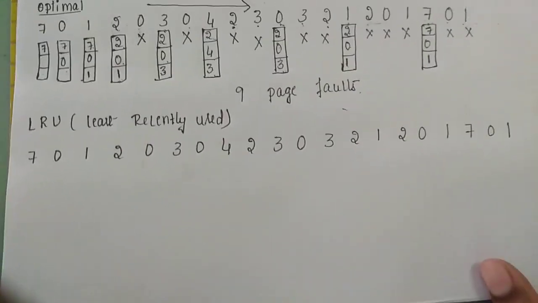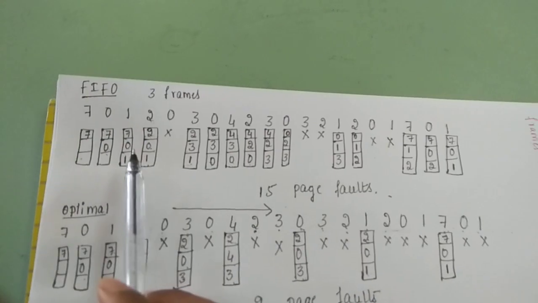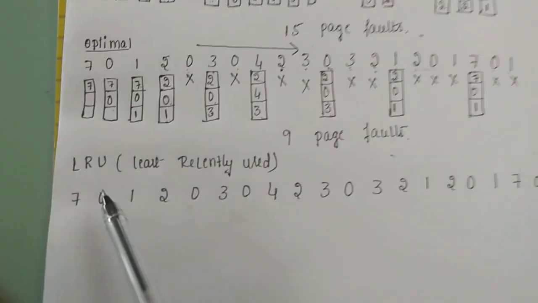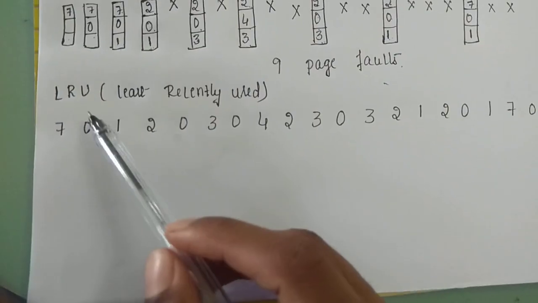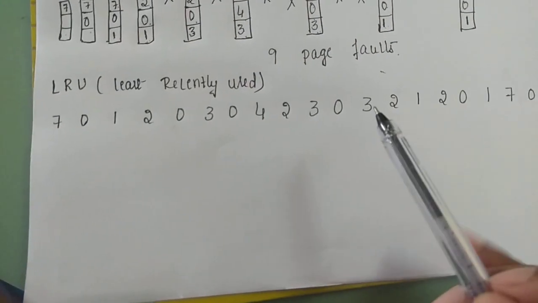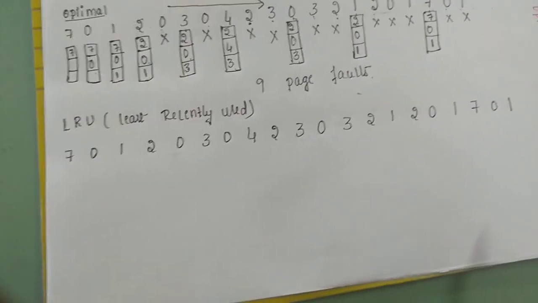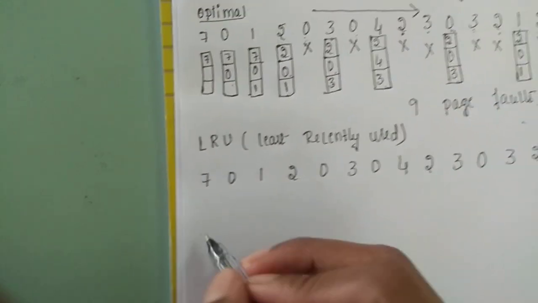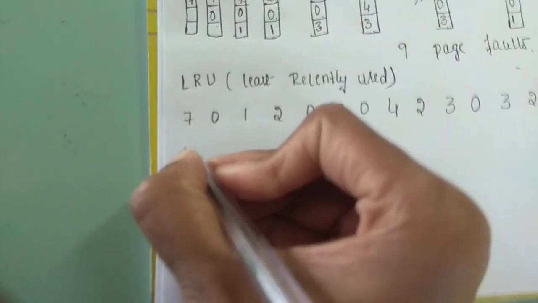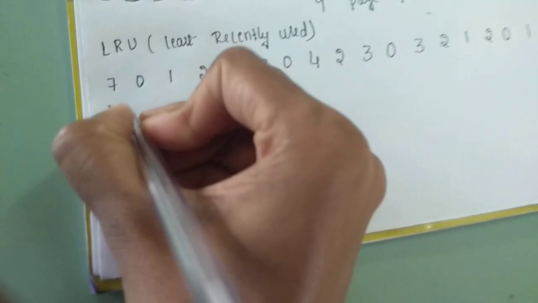I have already written the reference string, the same way I used for FIFO and optimal. In the same way you need to write it for LRU also. I have written LRU, the least recently used, and again 3 frames, since this is the same question. So the frames are also the same, 3 frames. First fill out the 3 frames.